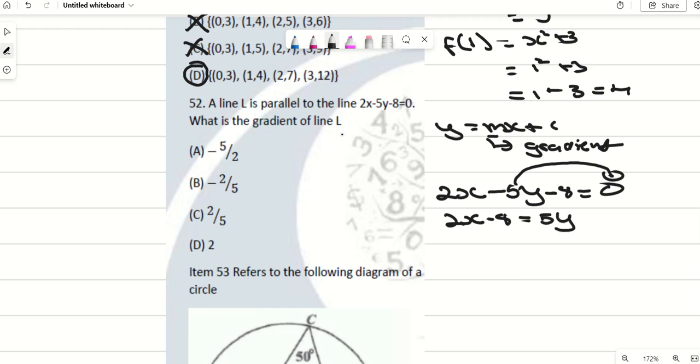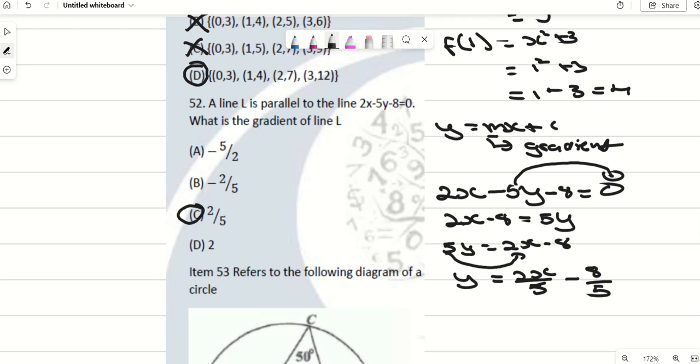We're going to make y the subject, so let's just put 5y equals 2x minus 8. If we carry across, multiply by 5 is going to divide by 5. So it's 2x divided by 5 minus 8 divided by 5. It's all divided by 5, but I just separated it. So if we look at this, the coefficient of x, or the number in front of x, is 2 over 5. So C would be your answer.